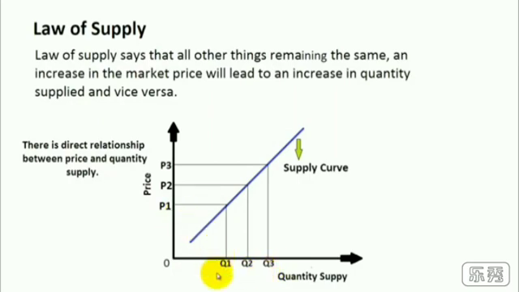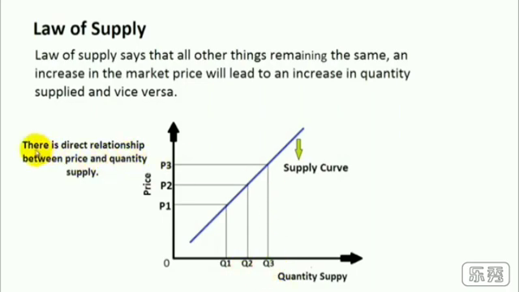At price P1, we have quantity Q1 of supply. But when prices increase to P2, the suppliers will prefer to supply more. The profit margin will be more. Further, when the price increases to P3, the supplier will prefer to supply more, and the quantity supplied will increase from Q2 to Q3.